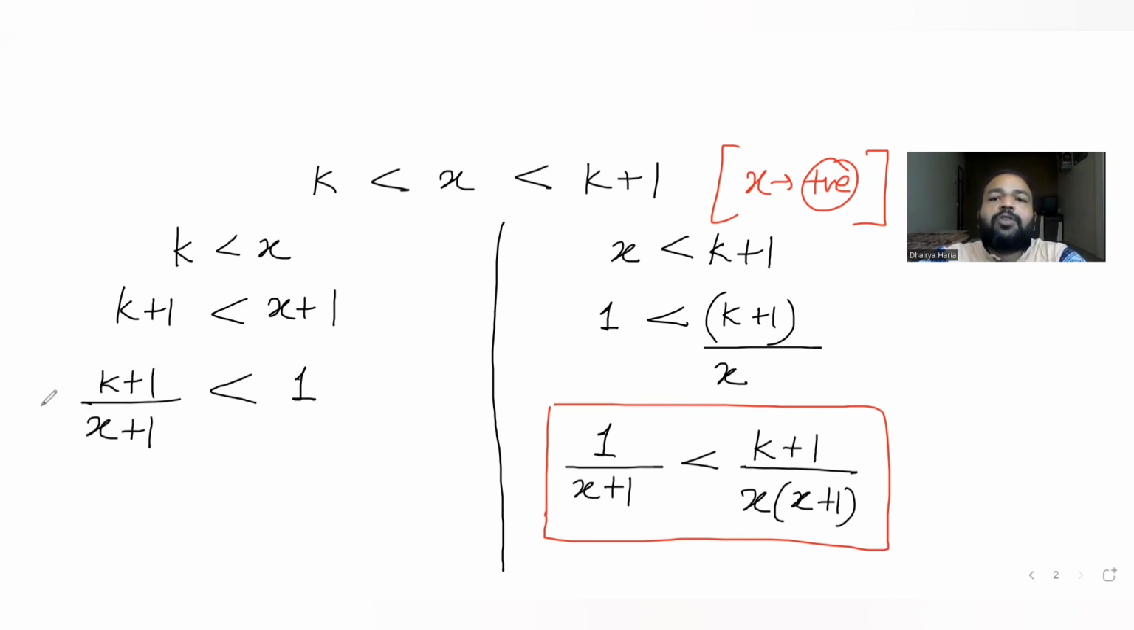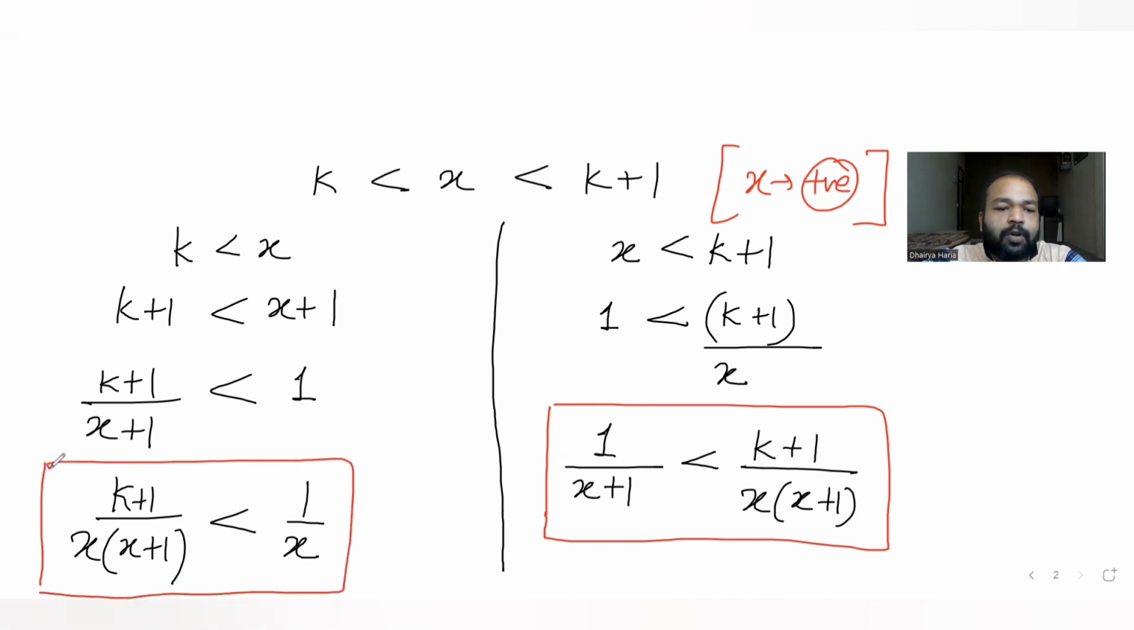Now from the expression of the integral, I have k plus 1, I have x plus 1. Now I just need to have x in the denominator. So I'll divide both sides again by x here. So I get k plus 1 upon x into x plus 1. Dividing both sides by x makes it 1 by x as well. So I get another inequality also converted into terms of the expression of the integral.